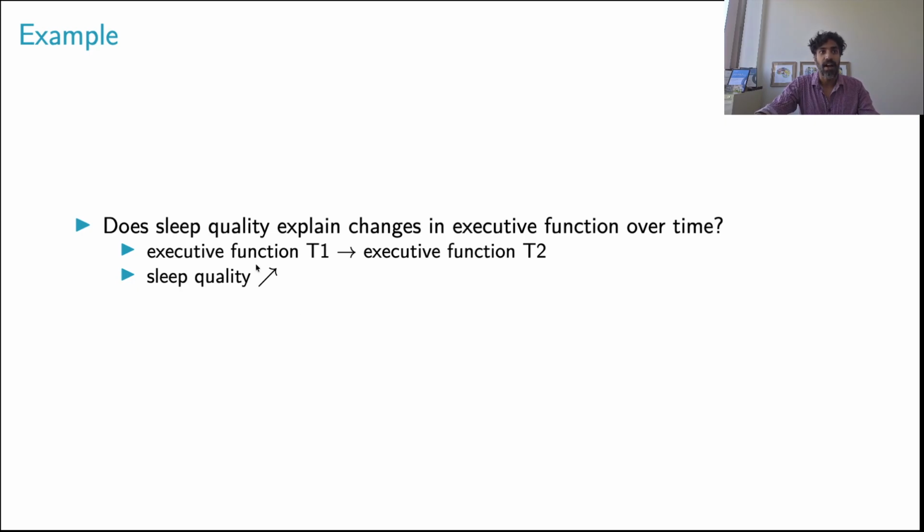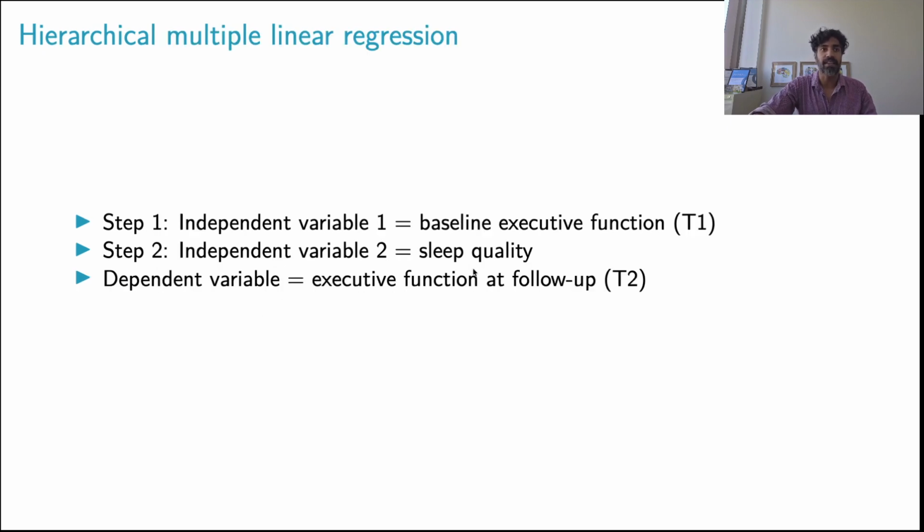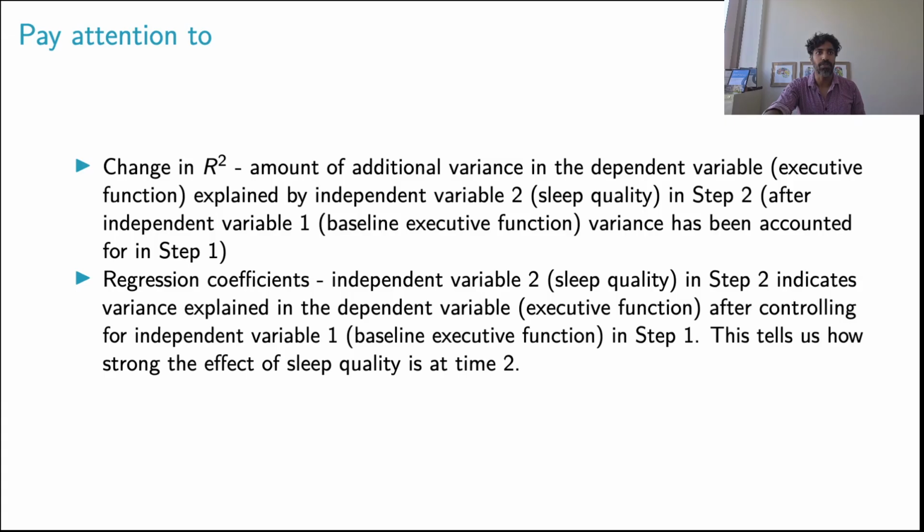Here in our hierarchical model, we have executive function at time point 1 and executive function at time point 2. And then in the next model, you can add sleep quality in to see how much variance it accounts for. So again, I've written it out here. Independent variable 1 is your baseline executive functioning. Independent variable 2 is your sleep quality, and your dependent variable is your executive functioning at follow-up 2, right?